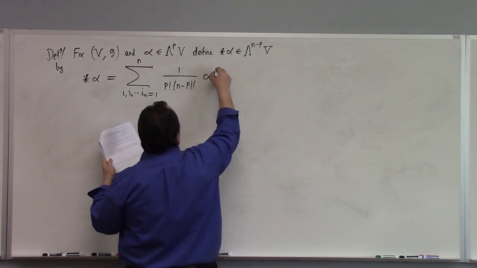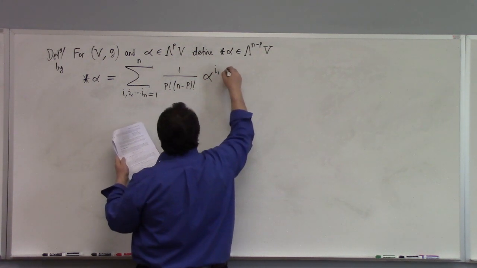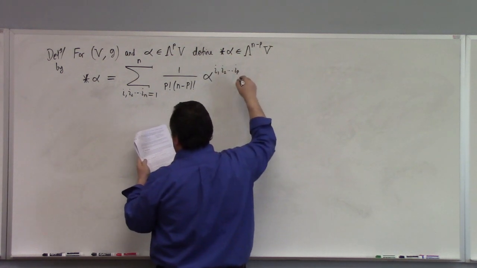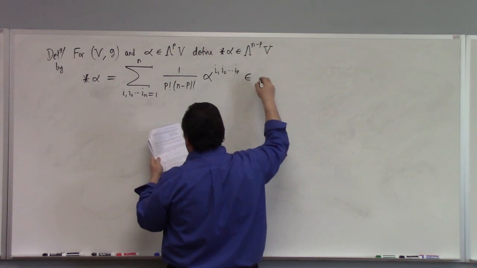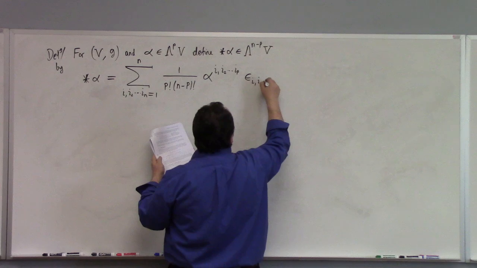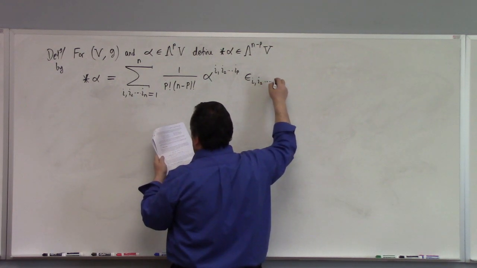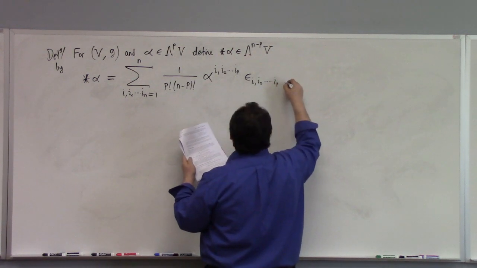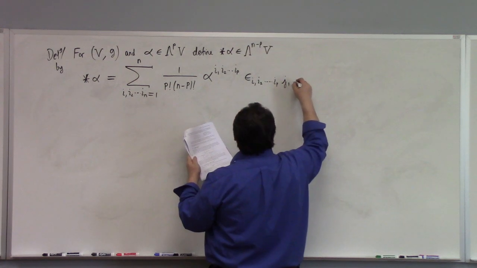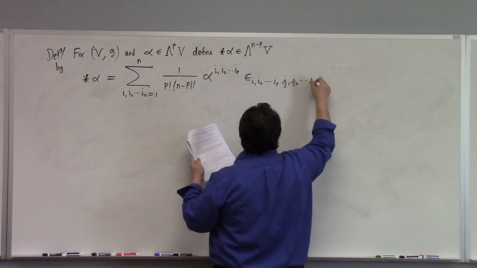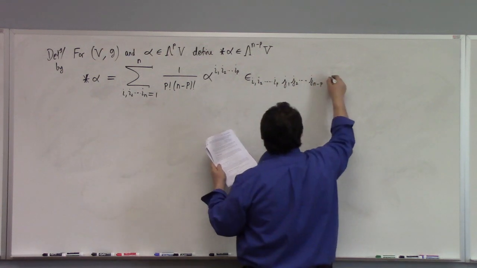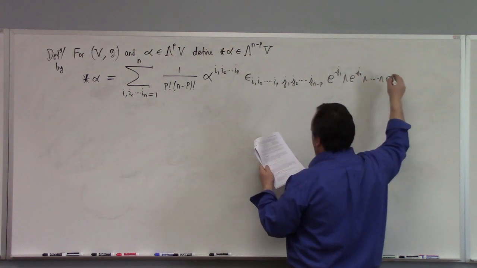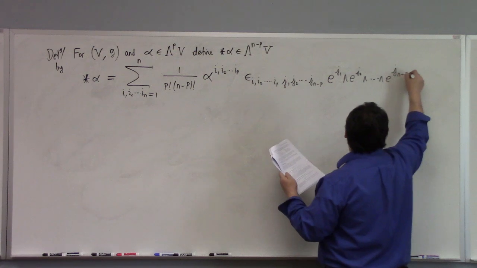Now check this out. I'm raising the indices here. I've raised p indices here. And then you've got your handy dandy anti-symmetric symbol, i1, i2, up to ip, and then lo and behold, j1, j2, up to j(n minus p), e to the j1 wedge e to the j2 wedge e to the j(n minus p).